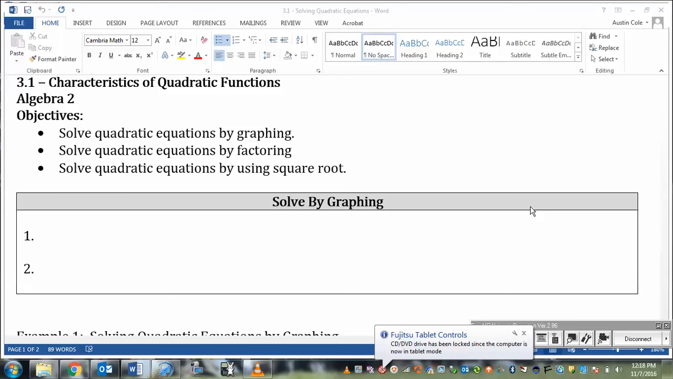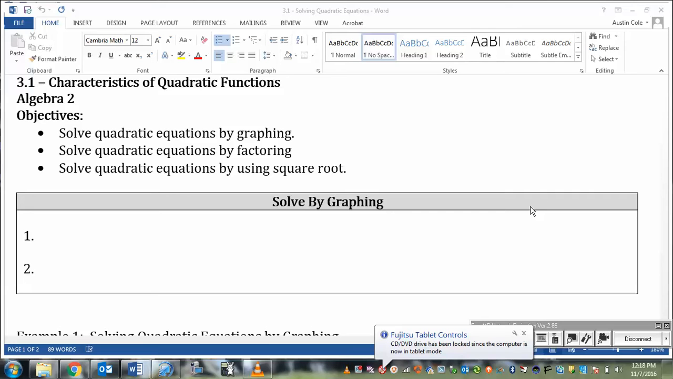Alrighty guys, section 1 of chapter 3. Chapter 3, again, like I said earlier, continues with this quadratic idea, which we covered in 2.1, or all of chapter 2 I should say. Our goals today are to solve quadratic equations by graphing, to solve quadratic equations by factoring, and to solve quadratic equations by using square roots.